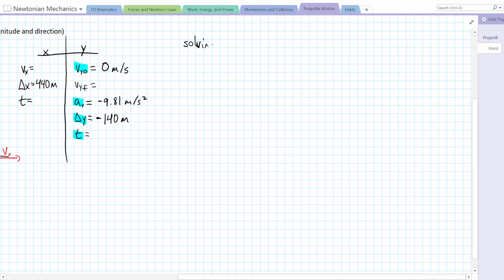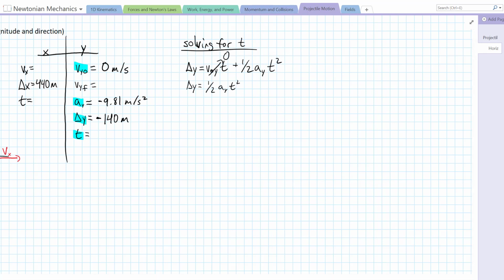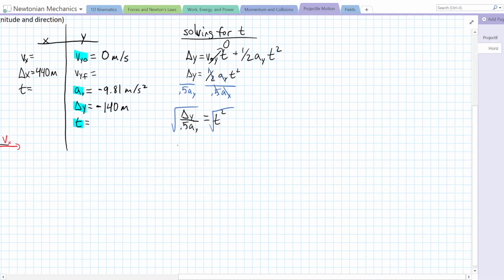Let's do it. Solving for time. We can use delta y equals v naught times t plus 1/2 a t squared. We know that our initial velocity is 0, so this whole term goes to 0, and we end up with delta y equals 1/2 ay times t squared. Divide both sides by 0.5 ay. You get some cancellation on the right. We're going to be left with delta y over 1/2 a is equal to t squared. So to solve for t, we need to square root both sides. And we end up with t is equal to the square root of delta y over 1/2 acceleration in the y direction.